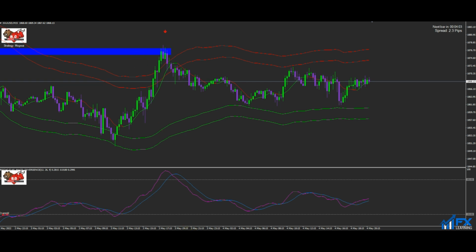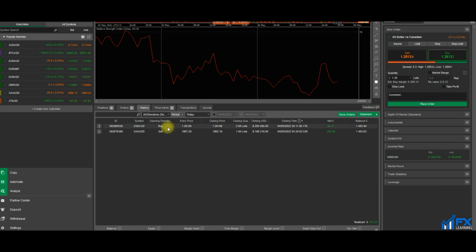Now, before I break down that setup, I just want to show you the results of that sell, just so you can see that I took it. So I took a sell on gold at a 500 pip take profit. I banked around £400. USD CAD was a nice little buy that I took about 20 minutes ago before I did this video, and again, nice little win on that one.